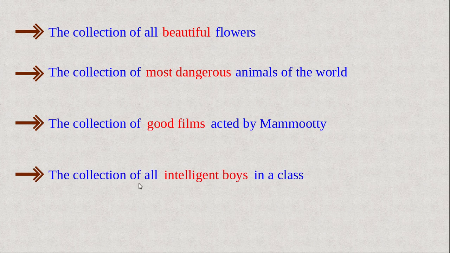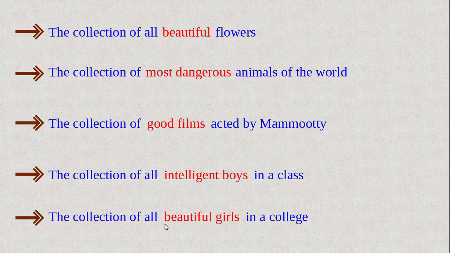Another example, the collection of all intelligent boys in a class. Okay, we cannot say which boys are intelligent and which are not intelligent. And the last example is the collection of all beautiful girls in a college. This is also in the same way. These are some collections, and we cannot say which object or which elements belong to this collection and which do not belong to the collection.